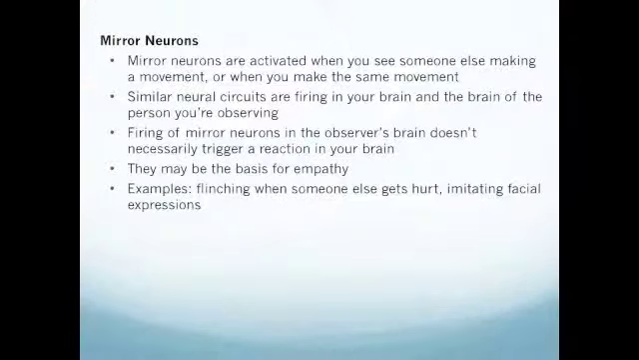Let's go. There currently exists a significant amount of evidence supporting the hypothesis that mirror neurons are involved in learning. These neurons are activated when you see someone else making a movement or when you make the same movement. And similar neural circuits are firing in your brain and the brain of the person you're observing. Firing of mirror neurons in the observer's brain does not necessarily trigger a reaction in your brain, but these neurons are probably the basis for empathy. Some examples include flinching when someone else gets hurt, or imitating.